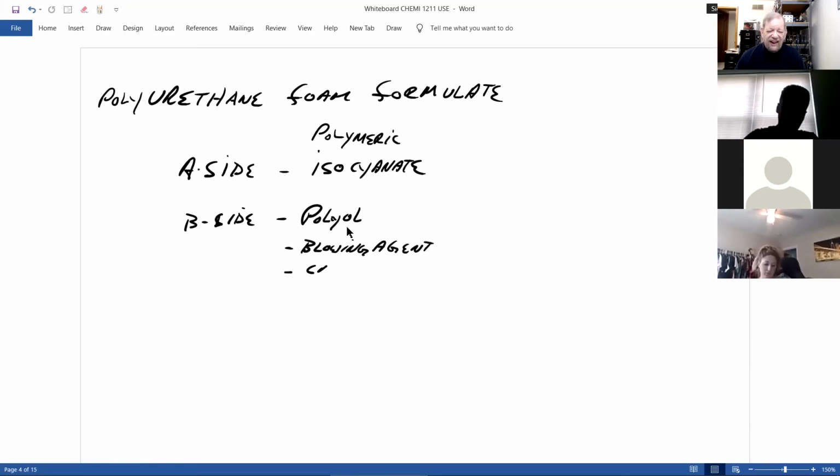It has a catalyst. As I mentioned when we were going through, this is usually a tertiary amine catalyst. That's the most prevalent. And then it has a silicone surfactant. That helps make the bubbles trapped in the foam uniform.